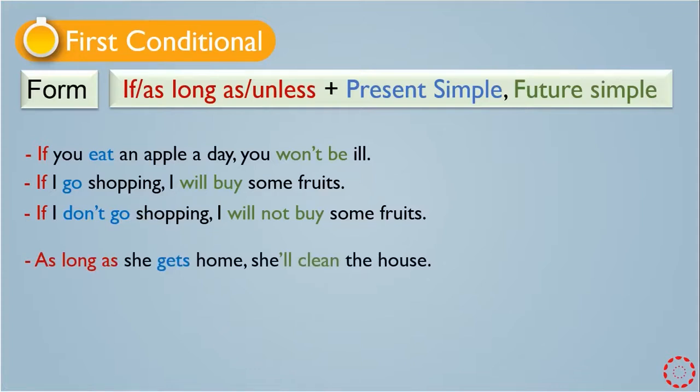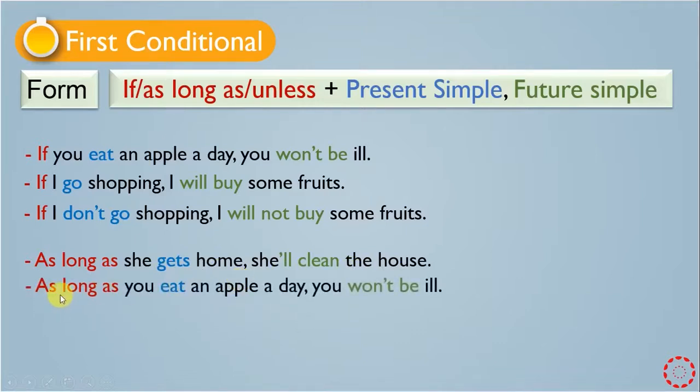"As long as" can be followed by the positive sentence, I mean present simple in the positive one. As long as she gets home, she will clean the house. Here the present simple and the future simple are in the positive form. And the second example, as long as you eat an apple a day, you will not be ill. In this case, we have the positive sentence, present simple, and the negative one, which is future simple here in a negative form, will not be.